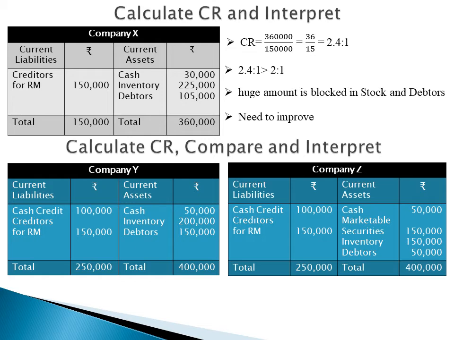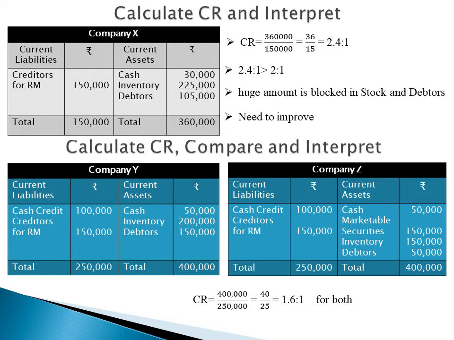And for company Z, total current liabilities are again 2,50,000 and total current assets are rupees 4 lakh. Okay, that means current ratio for both the companies is rupees 4 lakh divided by rupees 2,50,000, which comes to 1.6:1. Fine. So now let us check the composition of current assets for both the firms. Now in company Y, out of 4 lakh rupees, cash is 50,000, inventory is 2 lakh and debtors are 1,50,000.